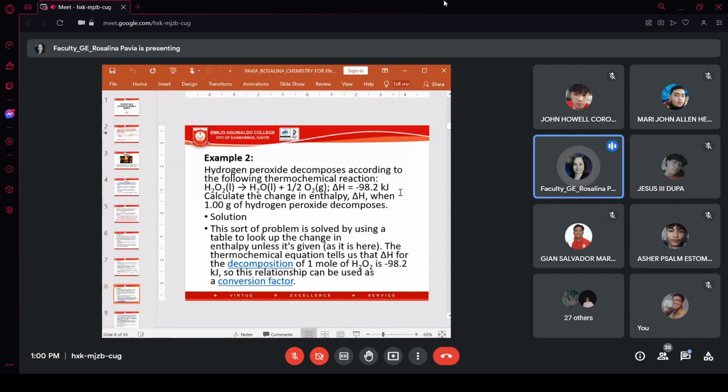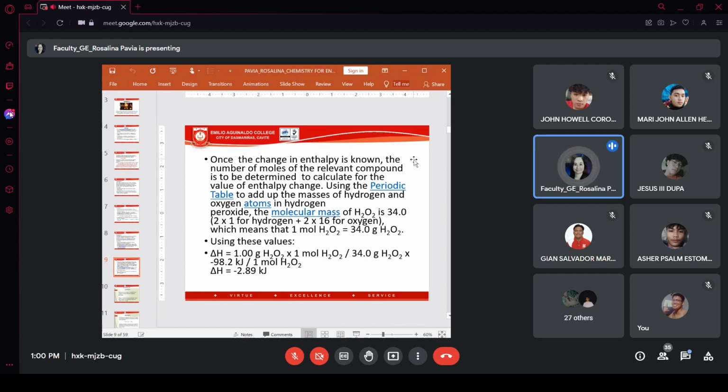Okay? So, hindi tayo gagamit dito ng formula. Yun lang. Yung number of mole, yun lang. Pero sa enthalpy, there's no need. Kasi gagamitin natin dito is just conversion factor and what you call dimensional analysis. So this sort of problem is solved by using a table to look up the change of enthalpy unless it is given. So given na siya, ito na siya, negative 98.2 kilojoule. The thermochemical equation tells us that delta H for the decomposition of 1 mole of hydrogen peroxide is negative 98.2 kilojoule. So this relationship can be used as a conversion factor. Ito yung gagamitin natin conversion factor sa dimensional analysis.